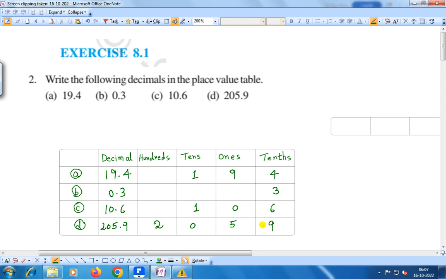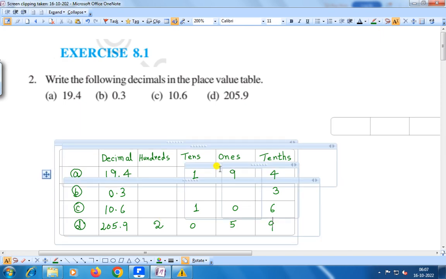Right? This is the way you have to write the decimals in the place value chart. Again you see this is the place value chart. Here this is tenths, this is ones, tens, hundreds. Right? Here is the decimal part. This is the tenth place. This is the ones place. This is the tenth place.